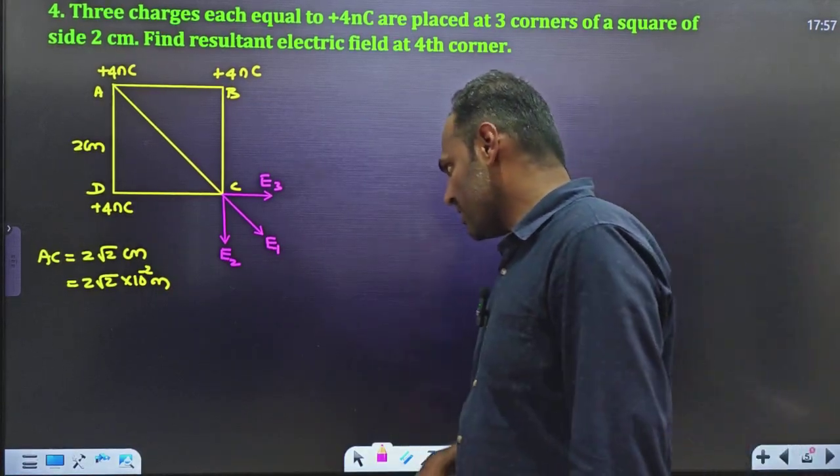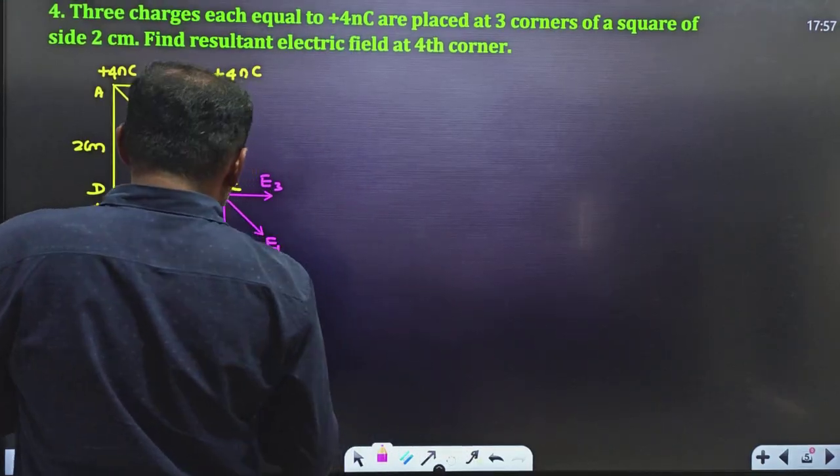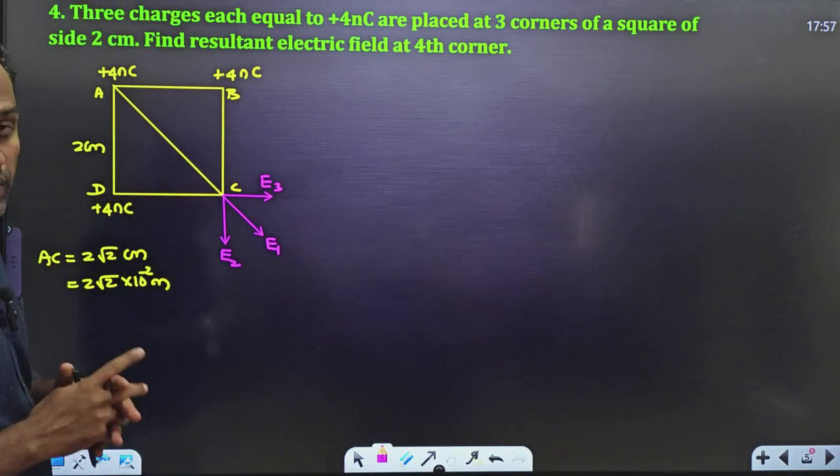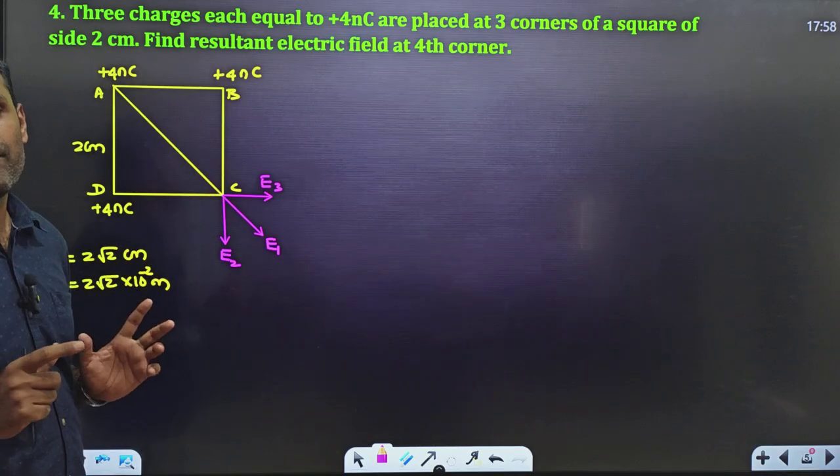First, understand one thing. Tell me which 2 electric fields are equal among these 3, E1, E2, E3.